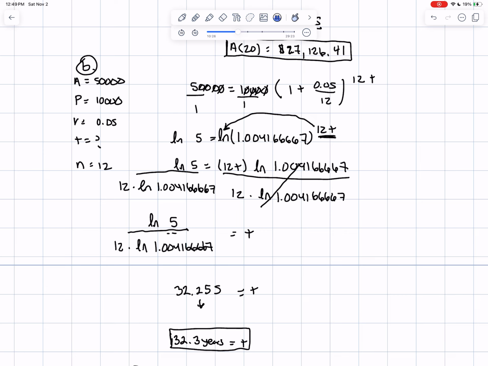So for this problem, this is how you would solve it every single time. You can use the log or the ln. Either one will work. I just decided to do the ln here. And let's do another problem.